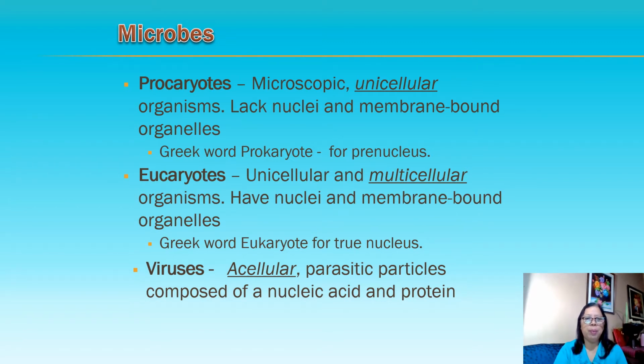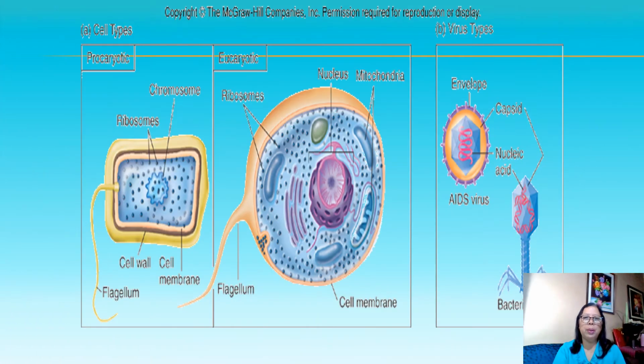But for the case of virus, they are acellular, not a complete cell. Hence, they are also parasitic. They have nucleic acid and a protein. And since they are acellular, they do not have membrane-bound organelles. Or if ever there is, it is limited.